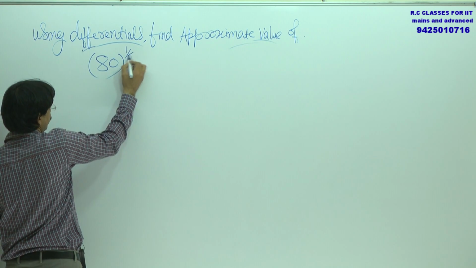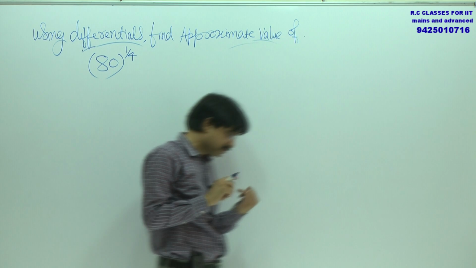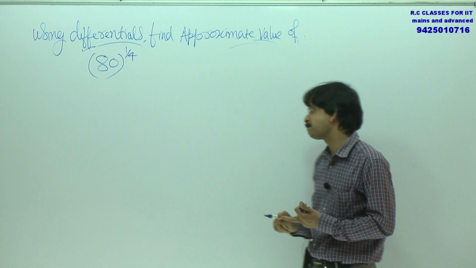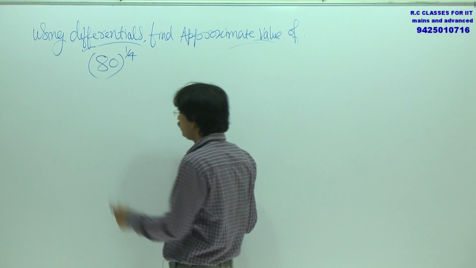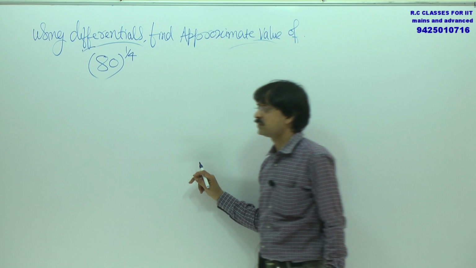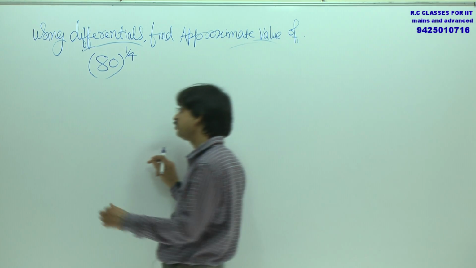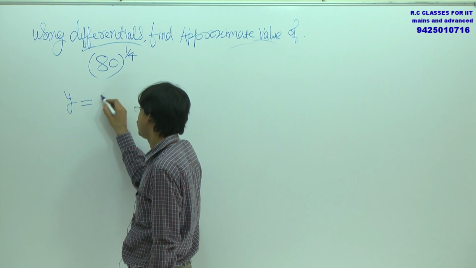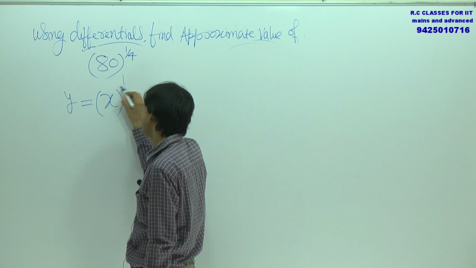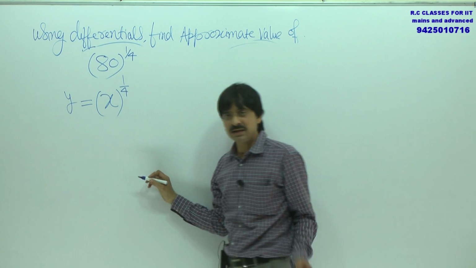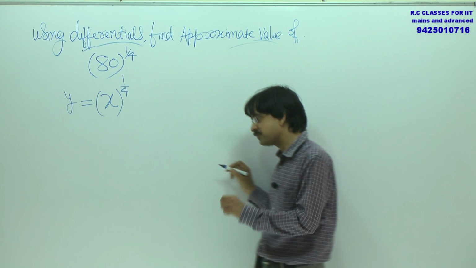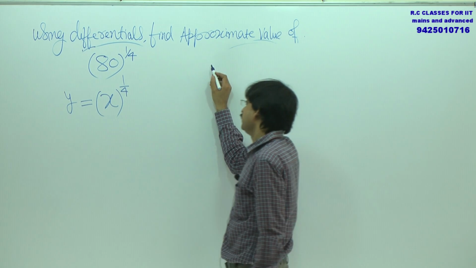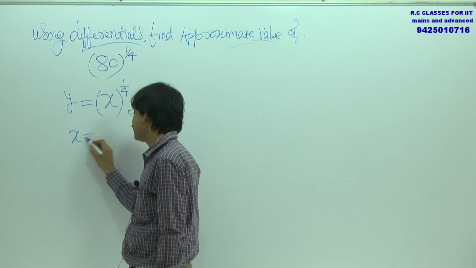Now the question is, using differential you have to find out the approximate value of 80 raised to power 1 by 4. Earlier we have discussed square root, then cube root, and now it is fourth root of 80. So 80 raised to power 1 by 4, it's a fourth root of x. We are going to take the function as y equals to x raised to power 1 by 4, and definitely the nearest value around 80, जिसका fourth root आपको idea, that is clearly 81. So we are going to take x is equals to 81 there.